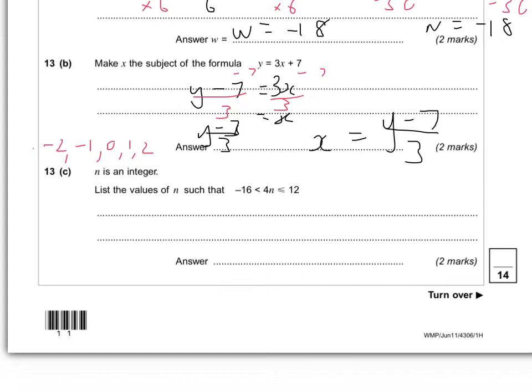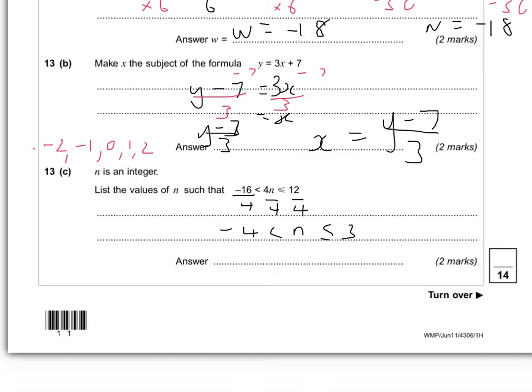Now a question like this, when you have a double inequality, so an inequality there and there, you're really looking to do 4n bigger than minus 16 and 4n less than or equal to 12. So you can split it up into 2, but in this case, because it's reasonably straightforward, you can actually just divide by 4 to get minus 4 less than n less than or equal to 3. But really you can split it into 2 parts. You're solving 2 inequalities there.